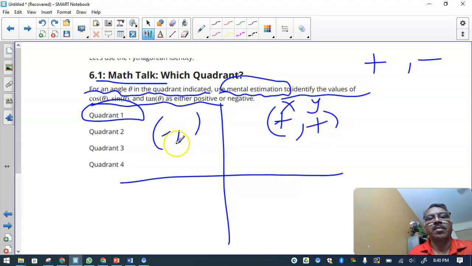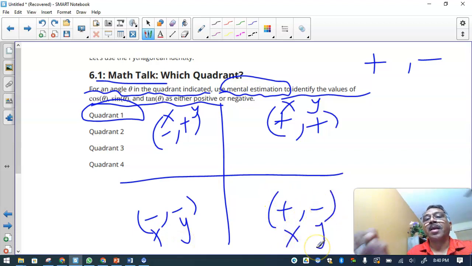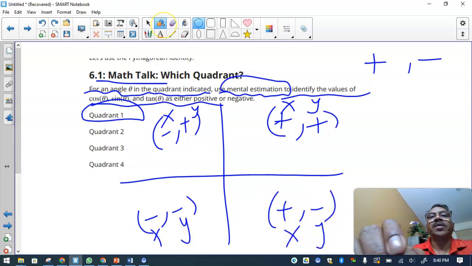In the second quadrant, it is minus and plus, so x is negative and y is positive. In the third quadrant, both are negative, that is x is negative and y is also negative, and in the fourth it is positive and negative. So this is everything that you know. Then all you're supposed to remember is the unit circle.